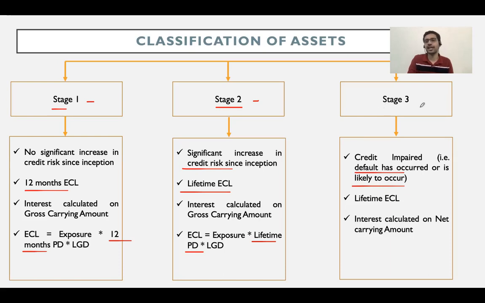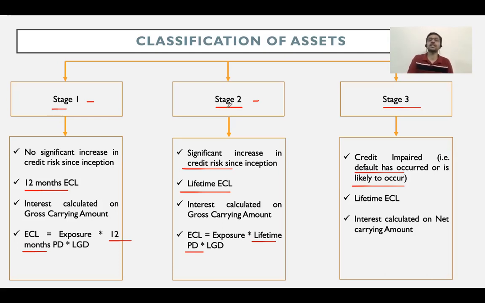Then I will classify it as a stage 3 exposure. If I believe that a default has already occurred or a default may occur in the future, I will then classify it as a stage 3 exposure. There are few other circumstances under which we will classify it as stage 3, which I will show as we progress ahead. I'll show you the actual text of IFRS 9 when it says that exposure should be classified under stage 3. But basically, stage 3 is called a credit impaired position or a credit impaired asset, where a default has either occurred or a default is likely to occur in future.